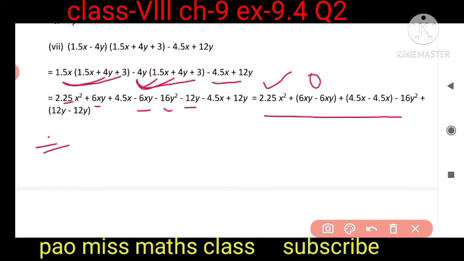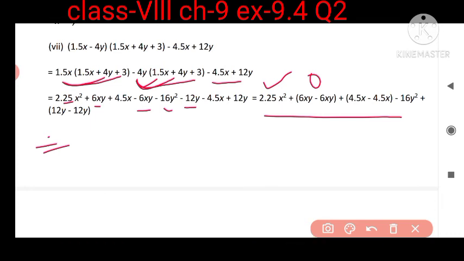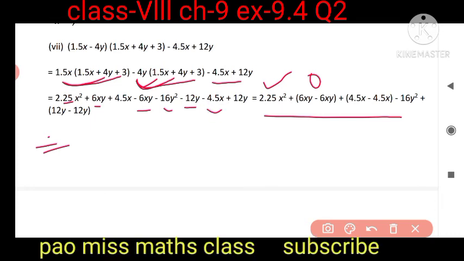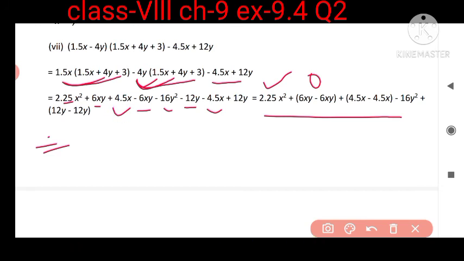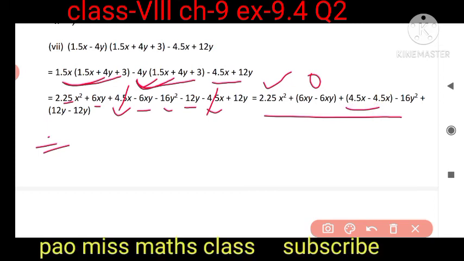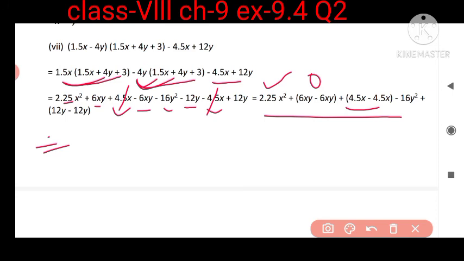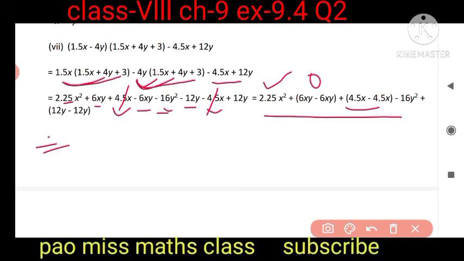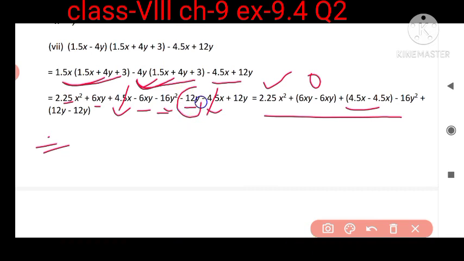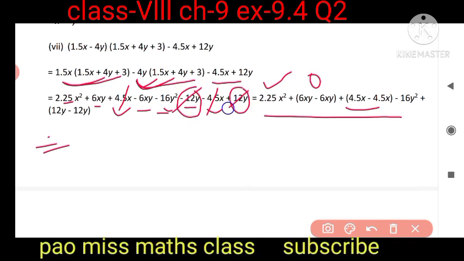Now again this will plus with what? Now you can see minus 4.x minus, oh sorry, plus 4.x. This is also same, so it will also get cancelled, means these two will also become 0. Then next, what is remaining? Minus 16y square. Then again, what is remaining? Minus 12y plus 12y. Here also variable are same, numbers are also same, that means it will become 0.